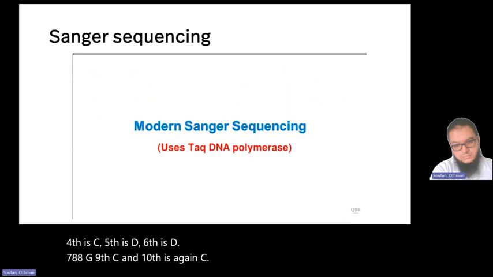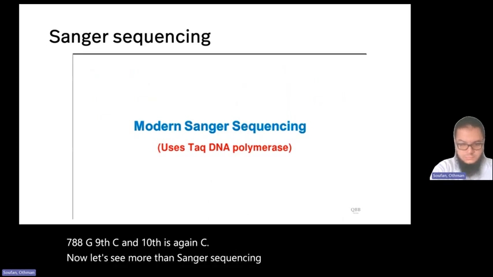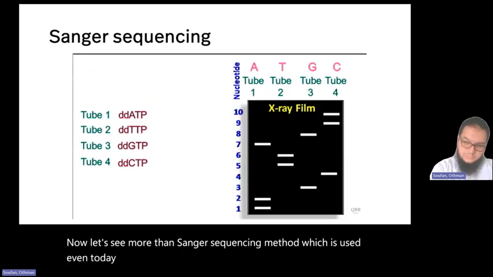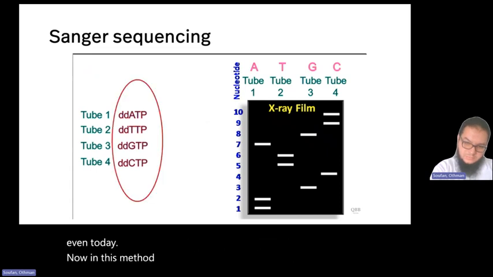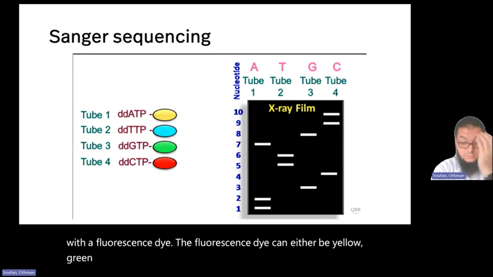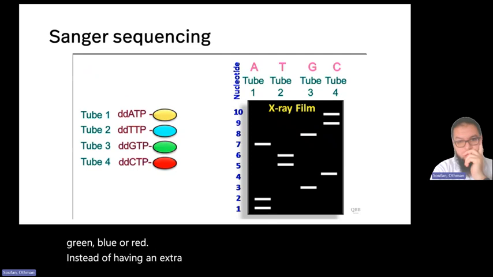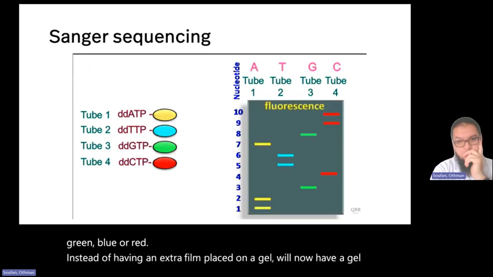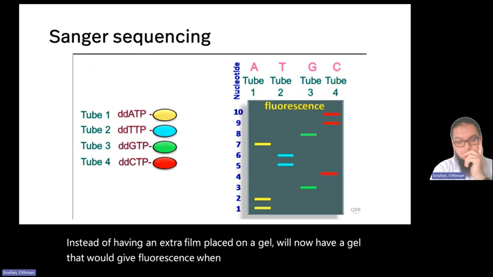Now let's see the modern Sanger sequencing method, which is used even today. In this method, each of the dideoxynucleotides is attached with a fluorescence dye. The fluorescence dye can either be yellow, green, blue, or red. Instead of having an X-ray film placed on a gel, we'll now have a gel that would give fluorescence when exposed to UV light.